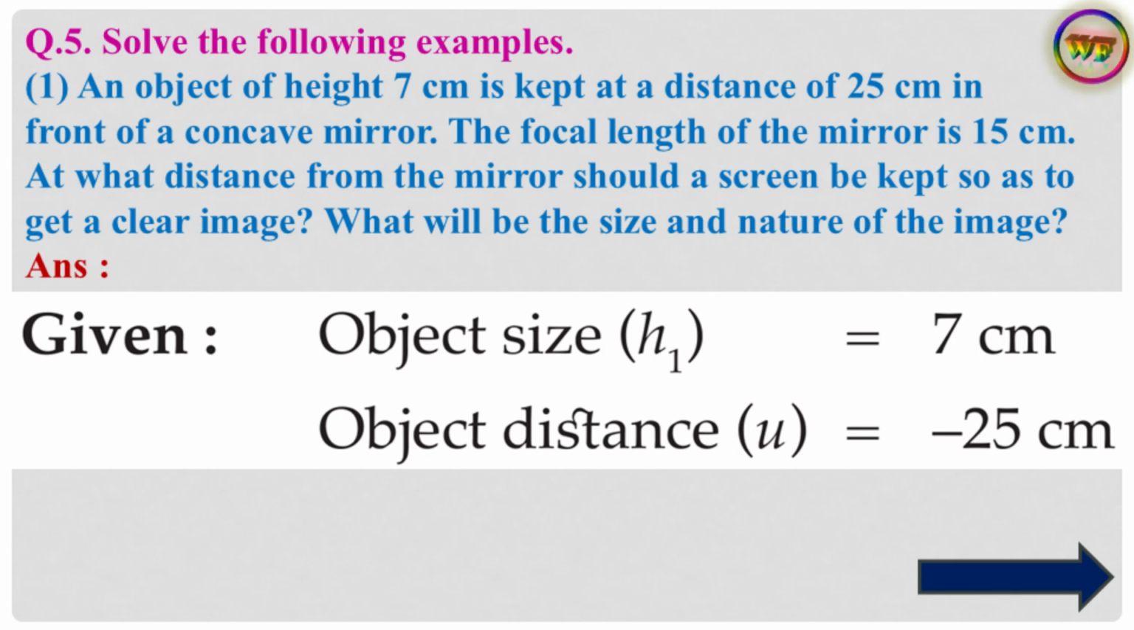Question 5. Solve the following examples. Sub-question 1. An object of height 7 cm is kept at a distance of 25 cm in front of a concave mirror. The focal length of the mirror is 15 cm. At what distance from the mirror should a screen be kept so as to get a clear image? What will be the size and nature of the image? Answer is given directly and continuation of the answer is on the next slide.